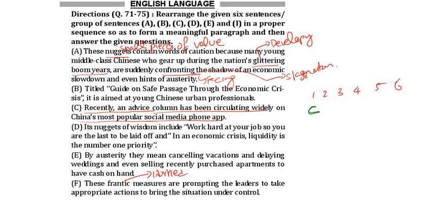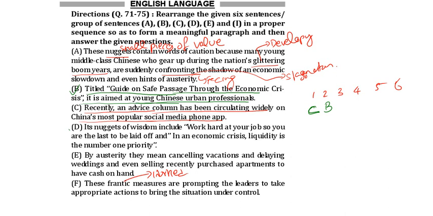See the next one. A column should have some title. So what is the title? Titled Guide on Safe Passage Through Economic Crisis, aimed at young Chinese professionals. So we are seeing the column, the article. The title of the article is Guide on Safe Passage Through Economic Crisis. How to go safely when we are having economic crisis. So that is the title of the column. And for whom is it targeted? It is targeted at young Chinese urban professionals. This is the second one.